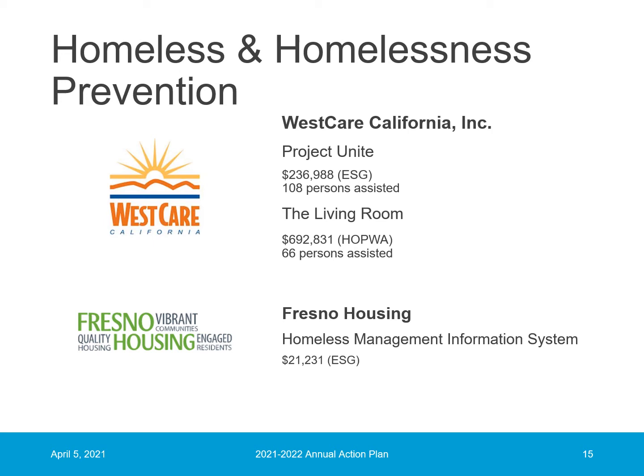$692,831 of HOPWA funds are proposed for WestCare's Living Room. The lead agency is proposing to partner with Fresno Housing Authority to continue providing short-term rental and mortgage assistance, tenant-based rental assistance, transitional housing, homelessness prevention, rapid rehousing, supportive services, and housing information to homeless and at risk of homelessness individuals affected by HIV/AIDS and their families in Fresno. The primary goals of the proposed program are to help participants achieve both permanent housing and health stability.